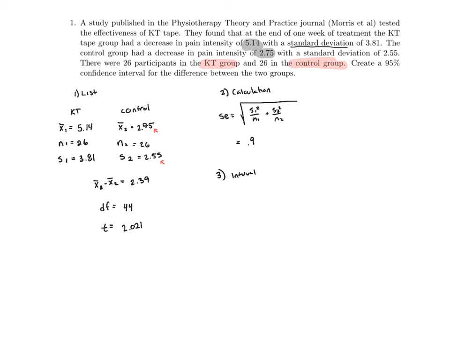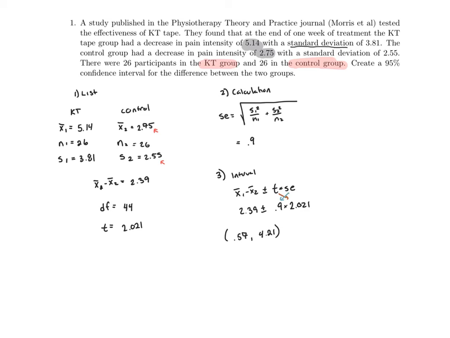My third step is to go ahead and put together my interval. To find my interval, I'll take X1 bar minus X2 bar plus or minus T times SE. That is, I'll have 2.39 plus or minus 0.9 times 2.021. Notice in my case here, I just switched where I put T and SE. That's okay. Multiplication is commutative, meaning the order there doesn't matter. When I subtract these two values off, I'm going to get a value of 0.57 when it's rounded to 2 decimals. For the upper one, I'll get 4.21.